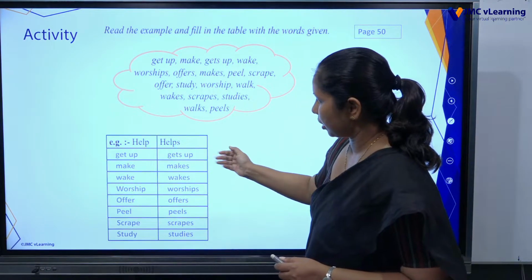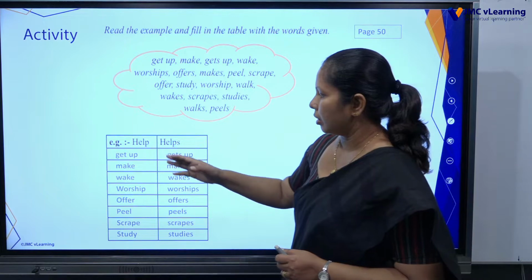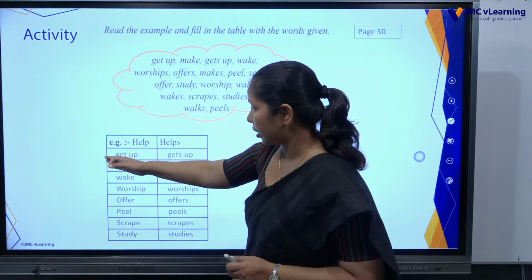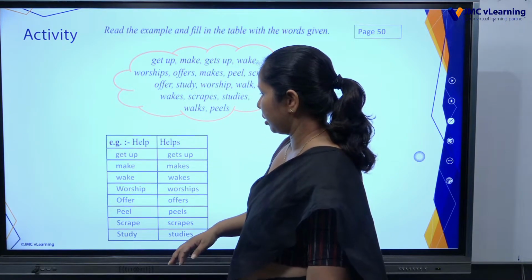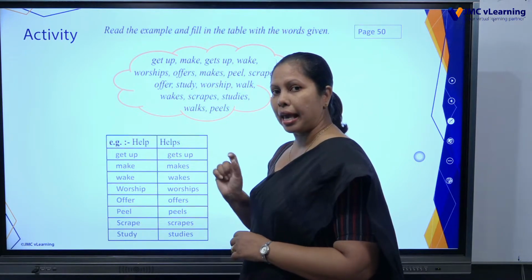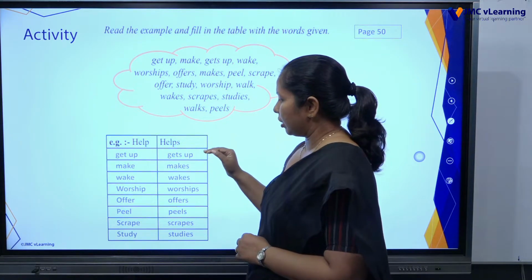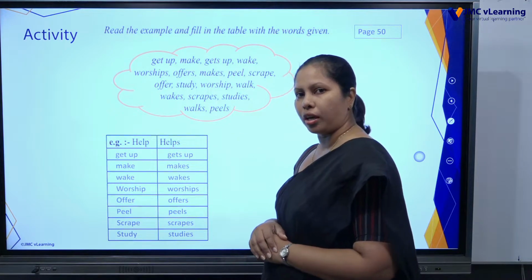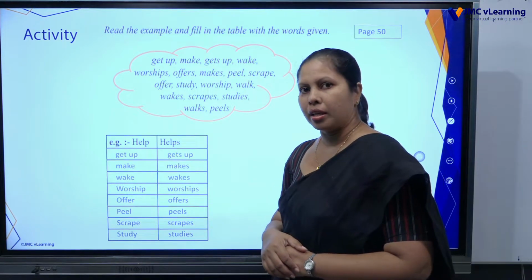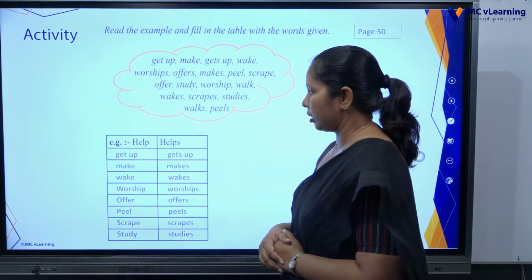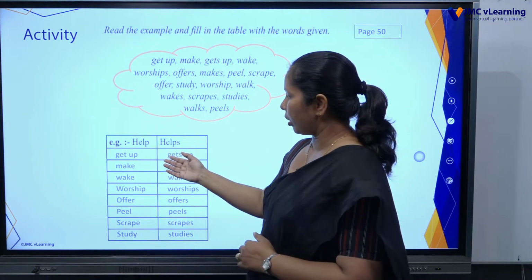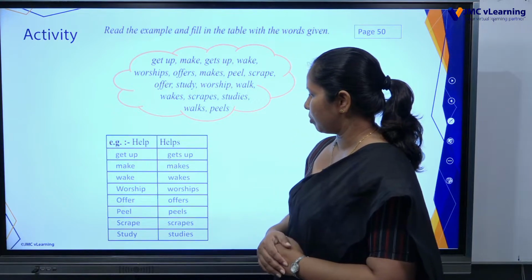We can say Rani and Ravi get up in the morning. There we have used "and". Because it's two nouns joined by "and", we say Rani and Ravi get up in the morning. The boy gets up in the morning.